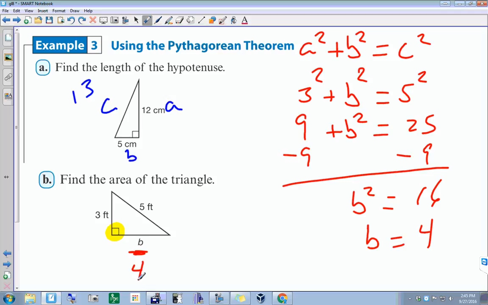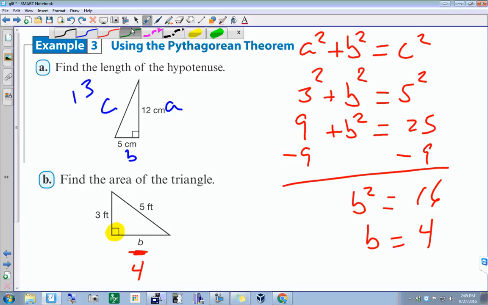And by the way, here's a little trick. If you ever see a right triangle where the hypotenuse is 5 and one of the sides is 3, the other side is 4. It's always 3, 4, 5. Always. So, do I have enough information now to figure out what the area of this triangle is?